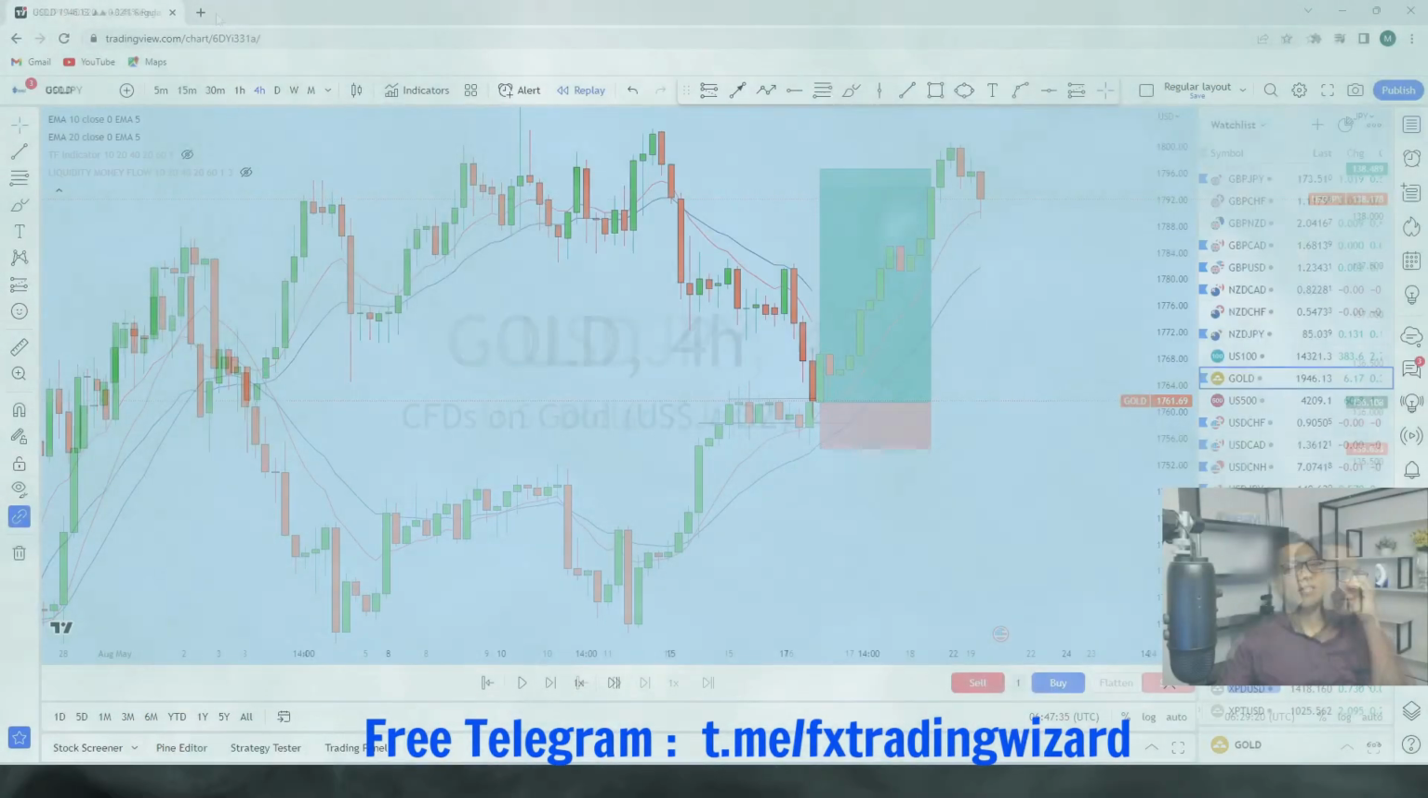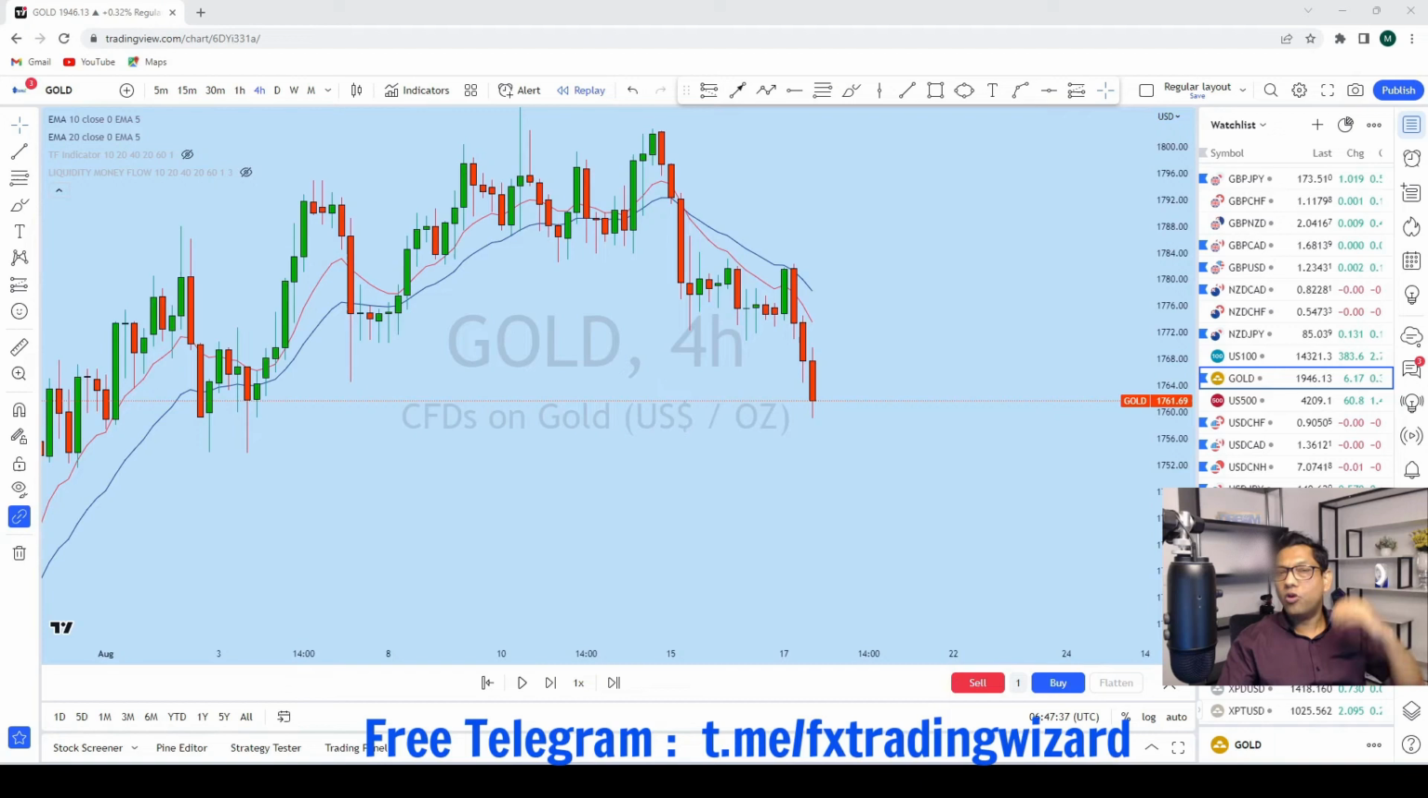So let's see this example. As I mentioned, we need to look for a clean impulse in the market. Now as you can see, gold on the 4-hour time frame has created a clean impulsive move to the downside, has broken this support completely and created a clean move. Now let's see how the market is forming the structure.